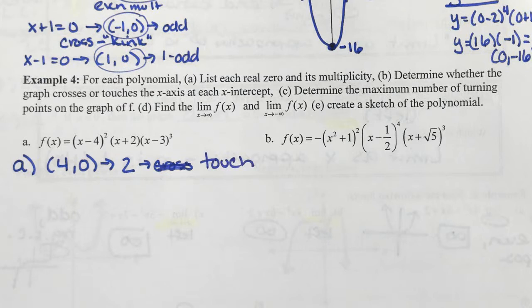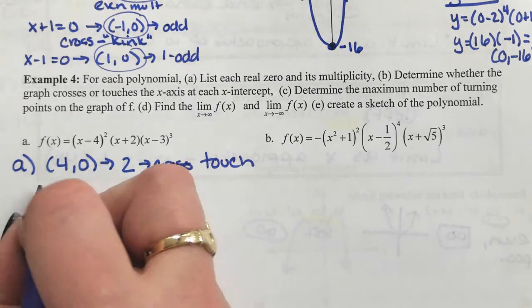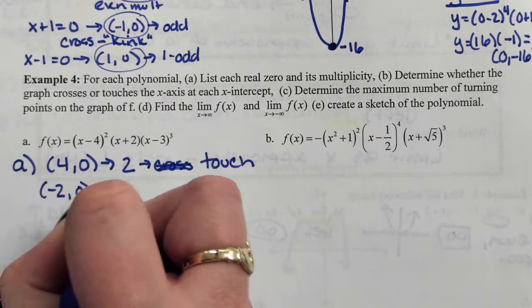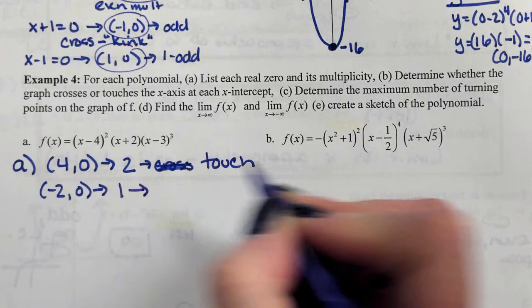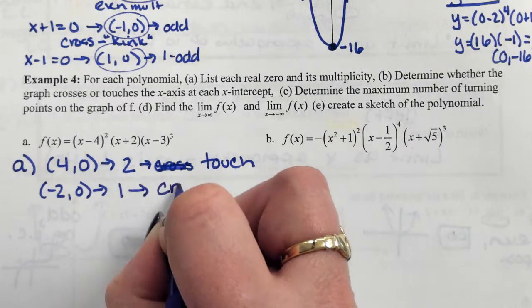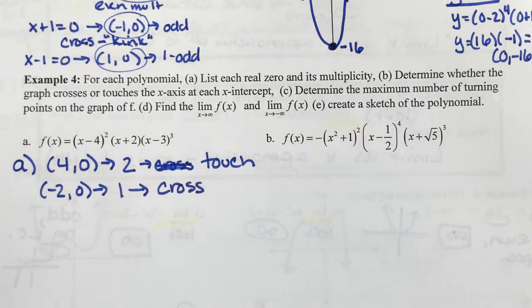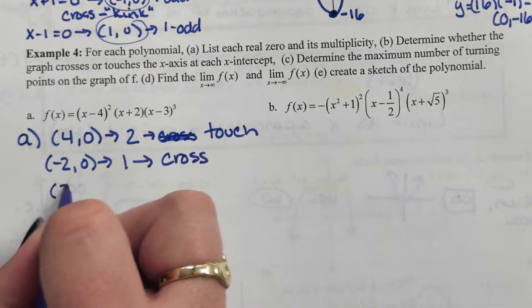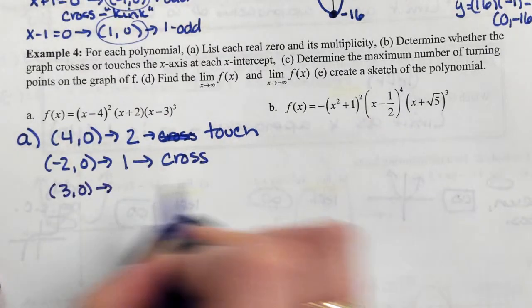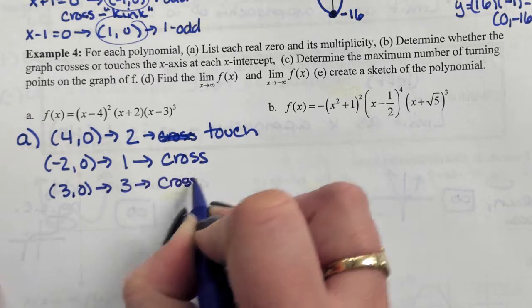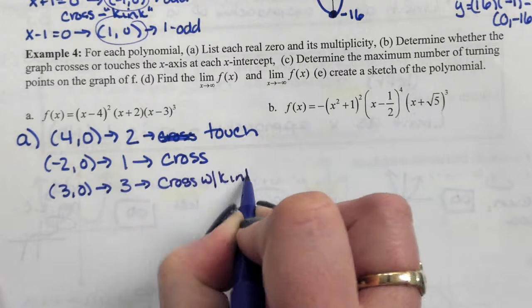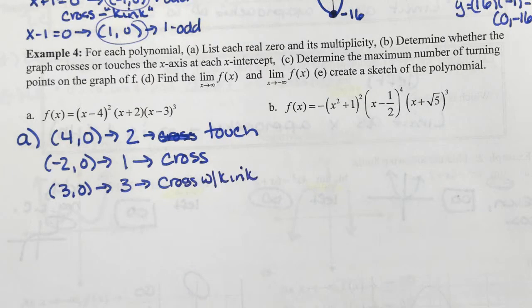Because I know that 2 is an even number. What's another x-intercept? Negative 2, 0. What's its multiplicity? 1. Now it's going to do what? Cross. What's another x-intercept? 3, 0. What's its multiplicity? 3, and it's going to cross with a kink if it's any other odd multiplicity besides 1.